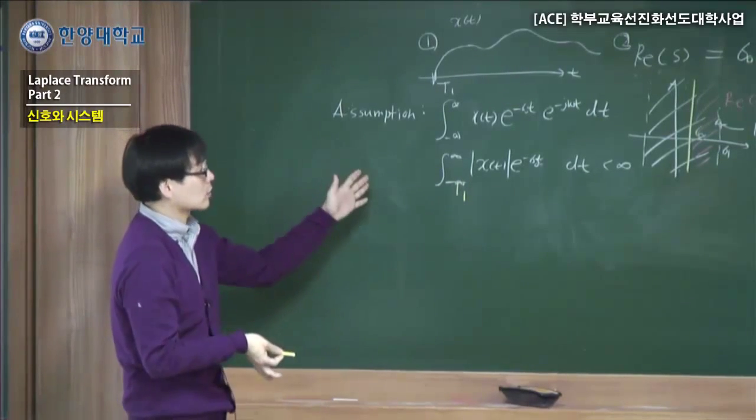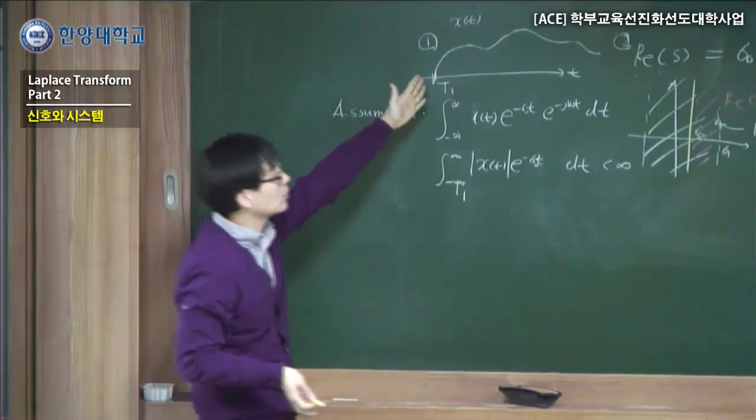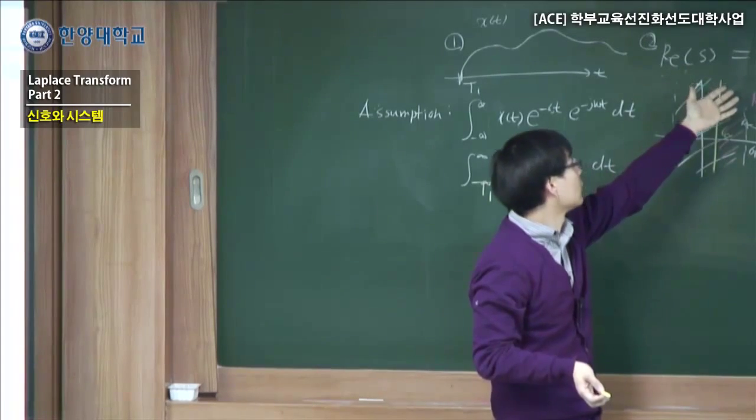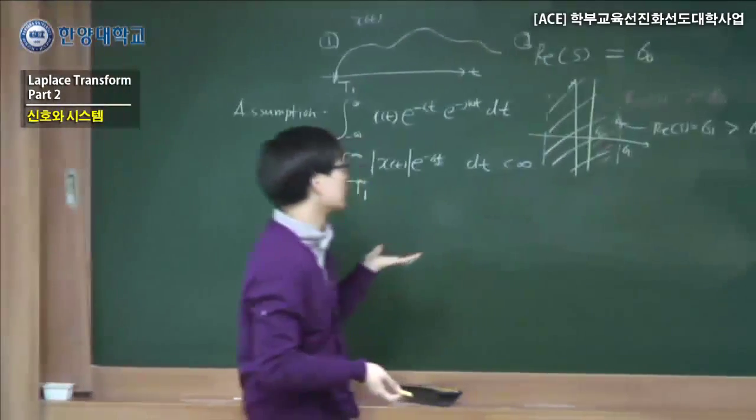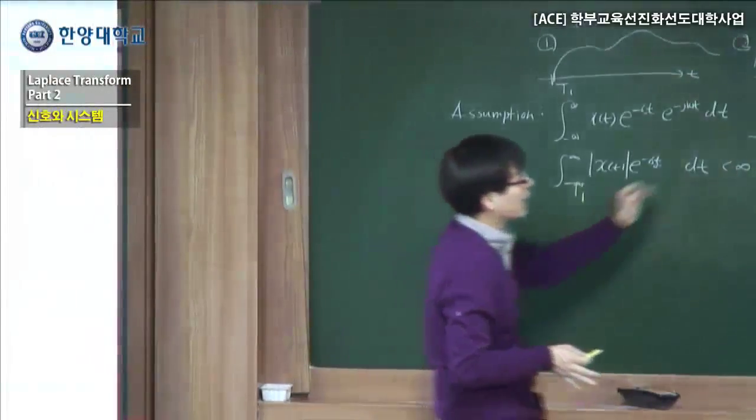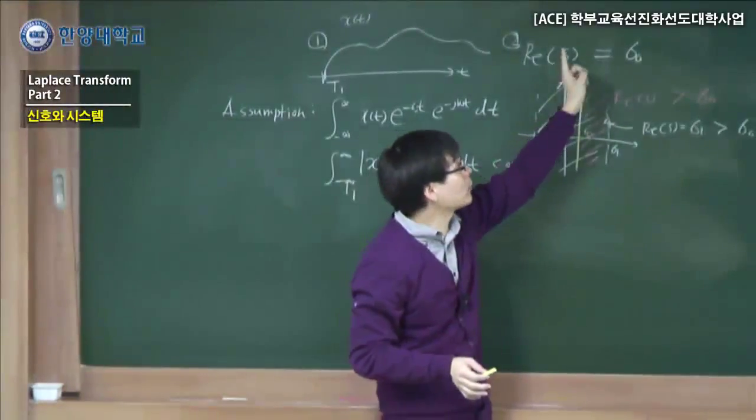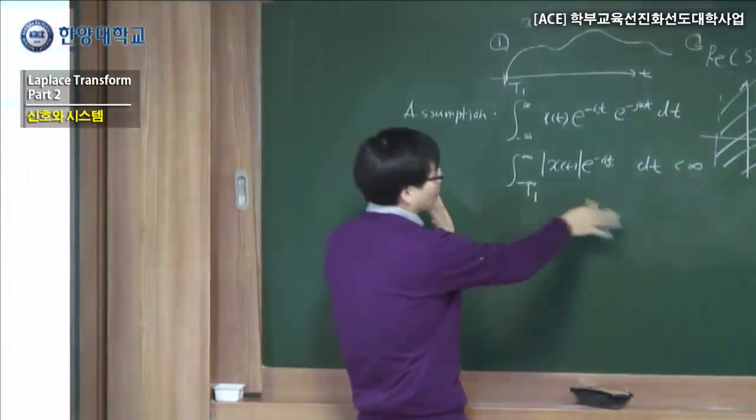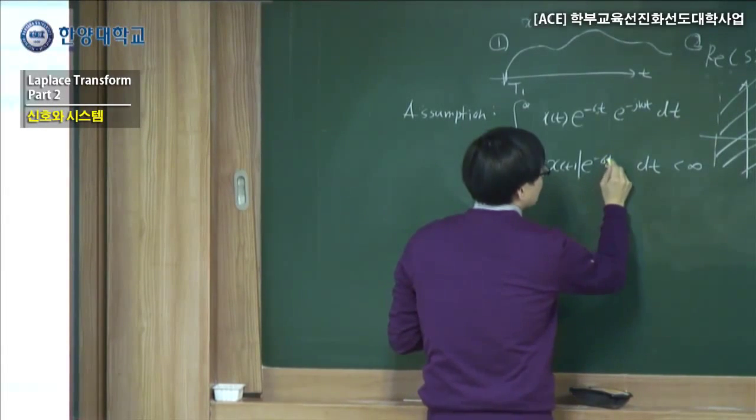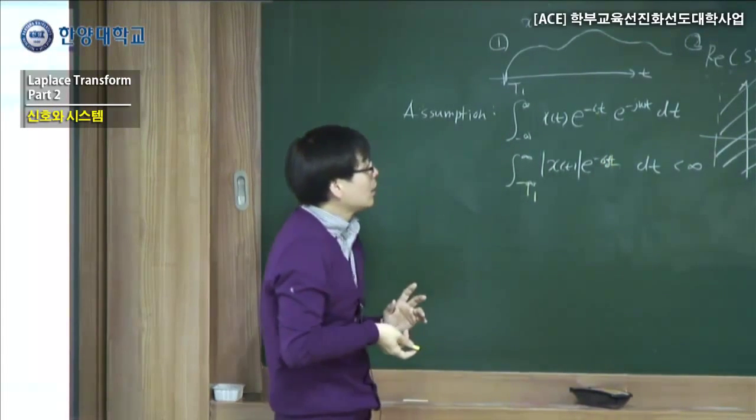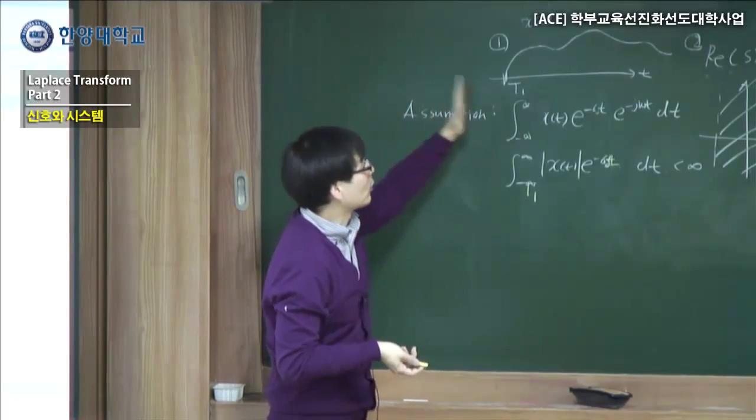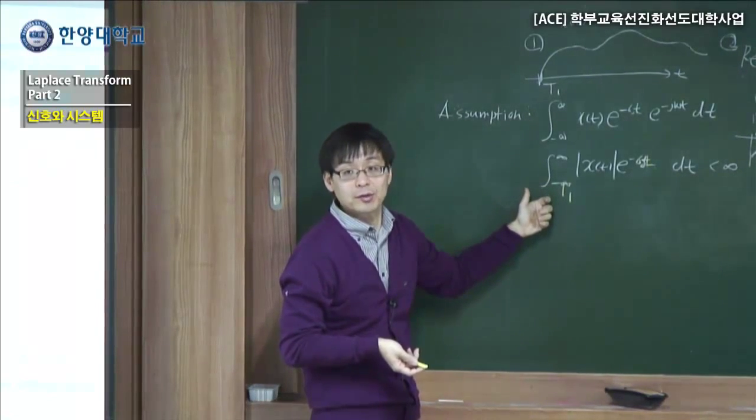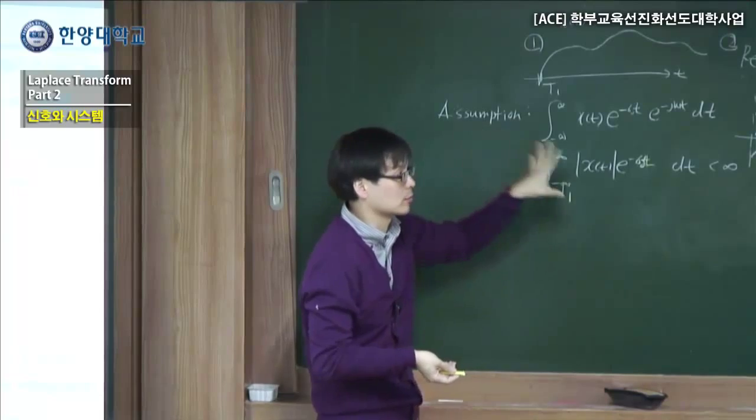So once again, this is our assumption. This is our right-handed signal, and delta 0 is included inside the region of convergence. As we already know, at the real part of s equal to delta 0, they converge. So we can think of them as absolutely integrable at the point delta 0. Because they are right-handed, from minus infinity to t1 is zero, so we can change minus infinity to t1. That's how it goes. This is our assumption.